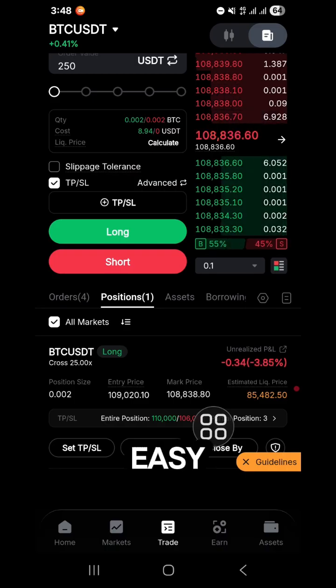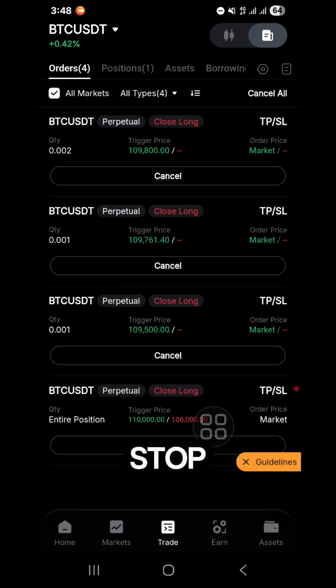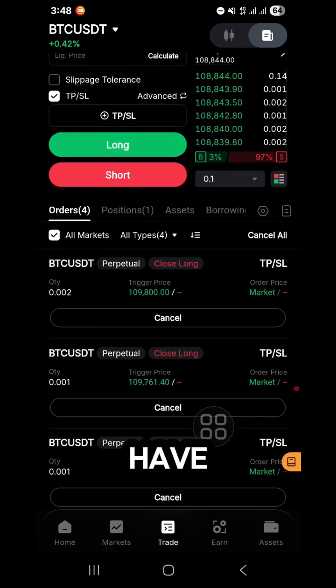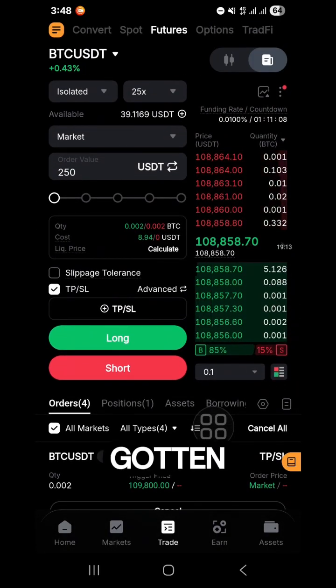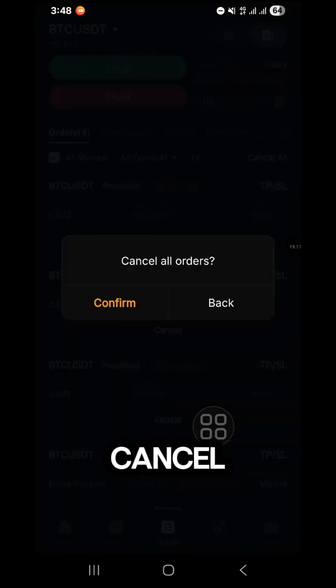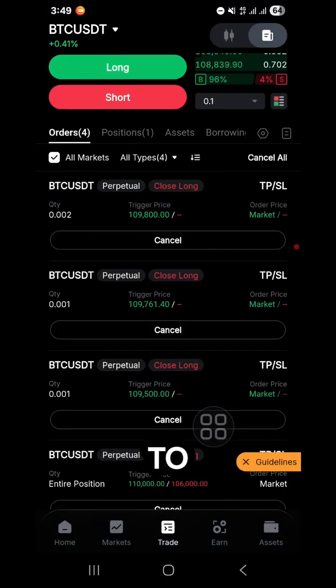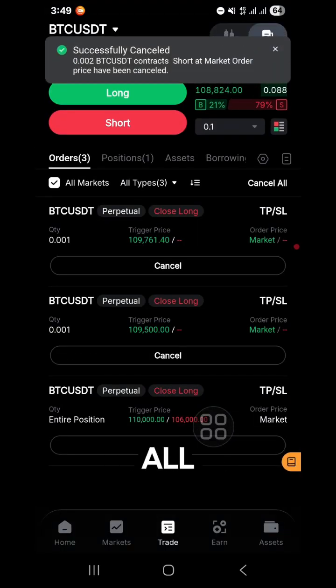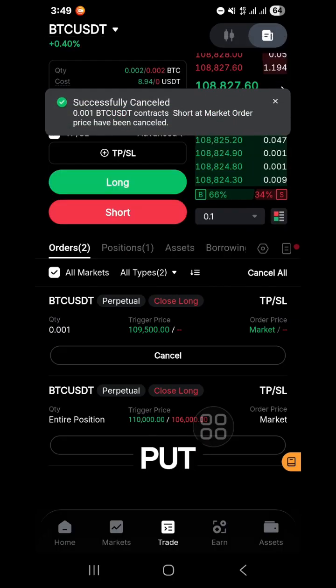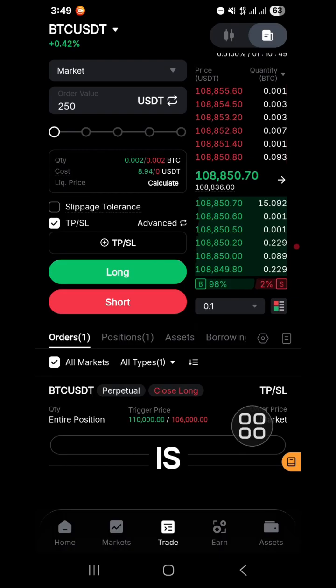Very, very easy. If you go to your orders, I'm going to see the different orders. These are the different stop losses and take profits that I have put, which will trigger when the price gets to the take profit that you have set. So I'm going to tap on cancel. If I click on cancel, everything is going to cancel. I'm going to cancel all the partials that I put, except the last one. The last one is the original one. So this is done.